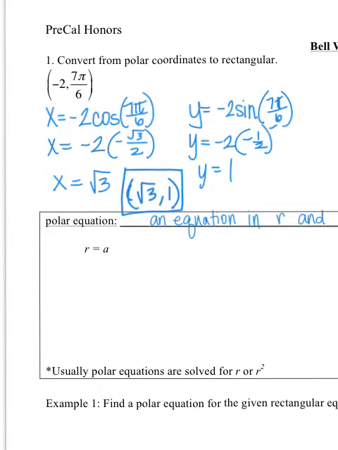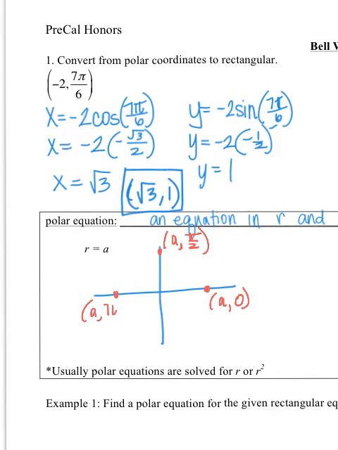So if I say r equals a, that means I'm not giving any restrictions on what the angle is. All I care about is that you've gone out a certain amount a. So you could go out a certain amount a here. You would have this point a, 0. You could go out a certain amount a here. You would have this point a comma pi over 2. You could go out a certain amount a here. You would have this point a, pi.